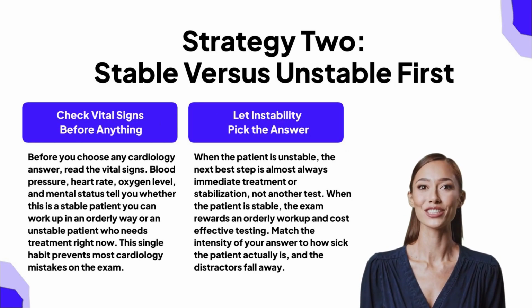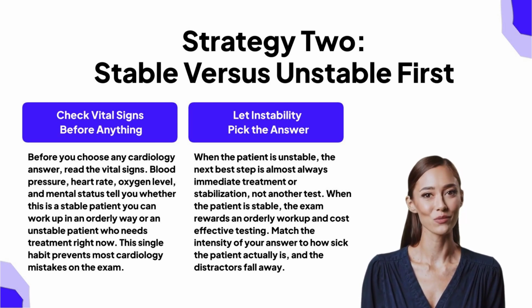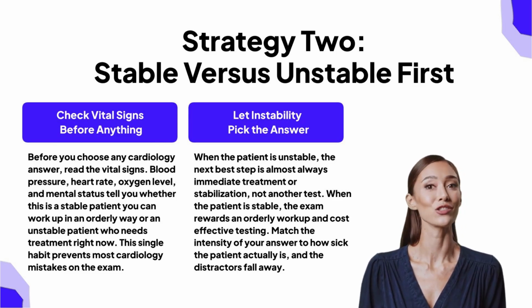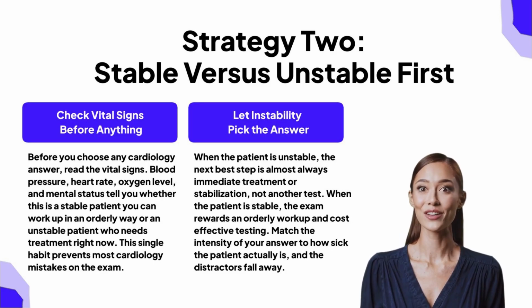Strategy 2 is the reflex that carries every cardiology question on this exam, which is deciding stable versus unstable before you do anything else. First, check the vital signs before you even look at the answer choices. Blood pressure, heart rate, oxygen saturation, and mental status tell you whether you are dealing with a stable patient you can work up in an orderly way or an unstable patient who needs treatment this minute.